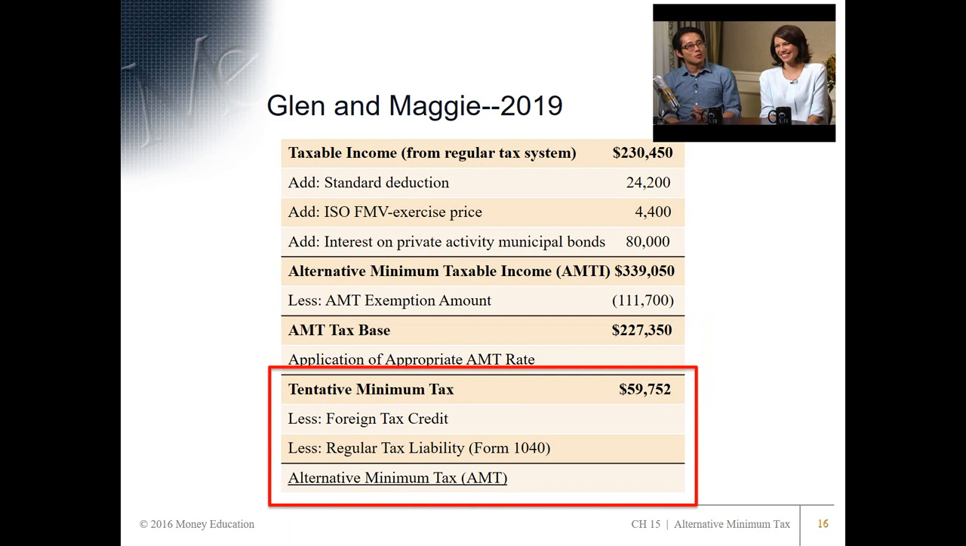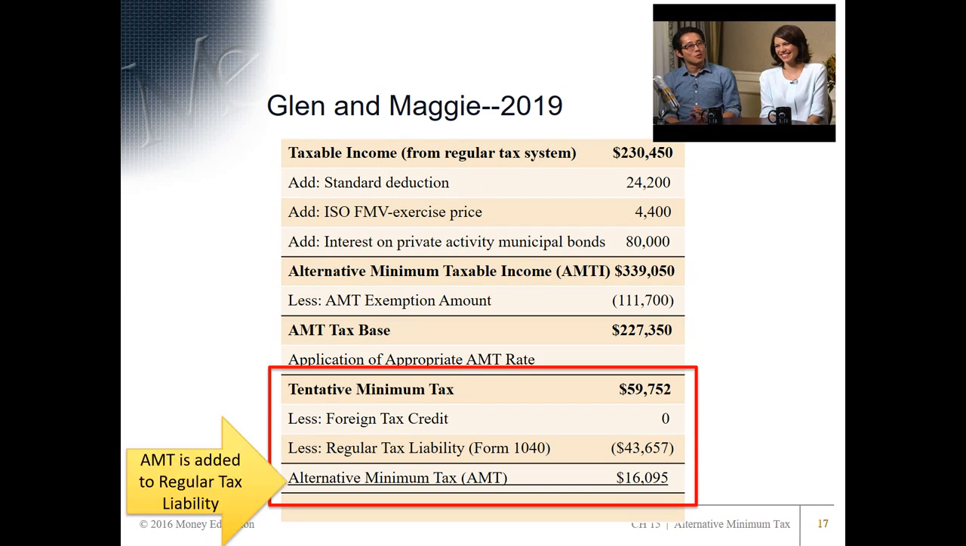Now we're going to complete the AMT tax formula. From the tentative minimum tax, we subtract the foreign tax credit, subtract the regular tax liability, and finally get down to their alternative minimum tax. In this example, they have no foreign tax credit, and the regular tax liability, as we said earlier, was $43,657. So they are going to be subject to the alternative minimum tax of $16,095. Remember that this alternative minimum tax is added to the regular tax liability, and so what they're going to end up paying is this tentative minimum tax. So their total tax liability is going to be that.